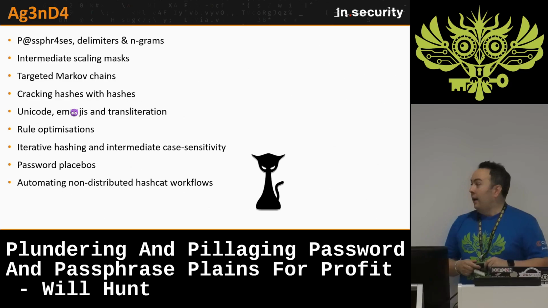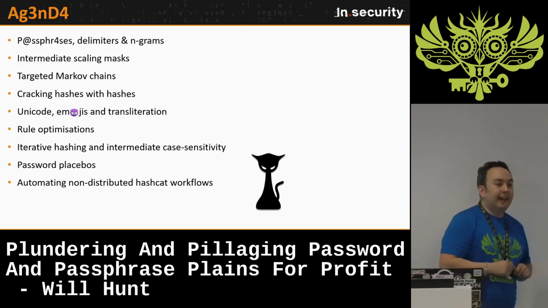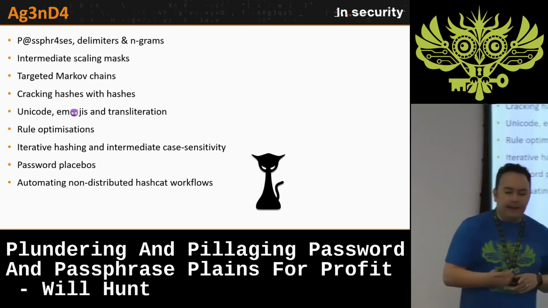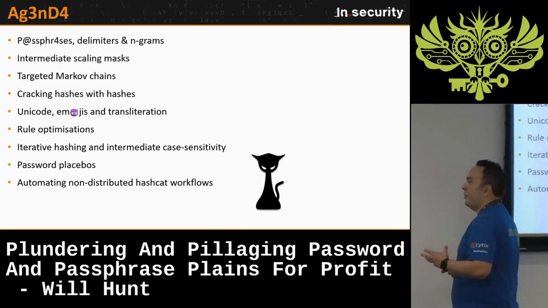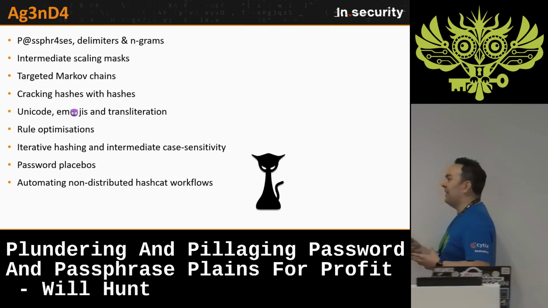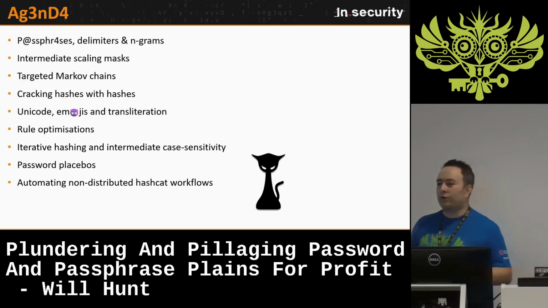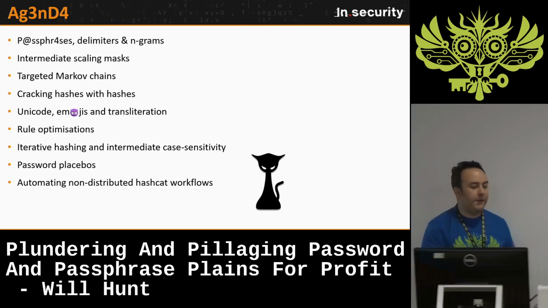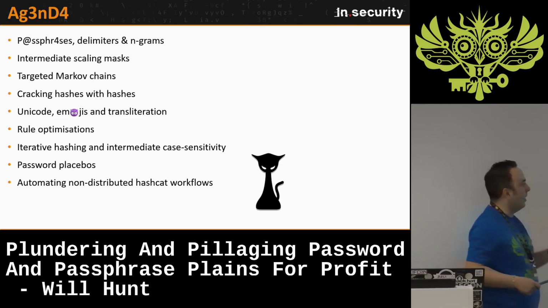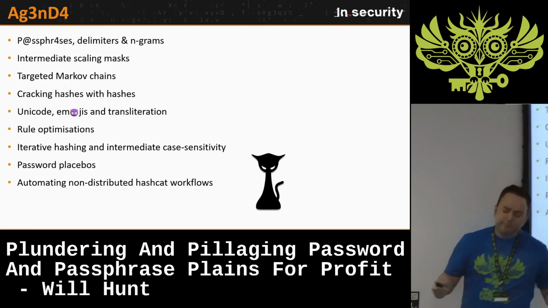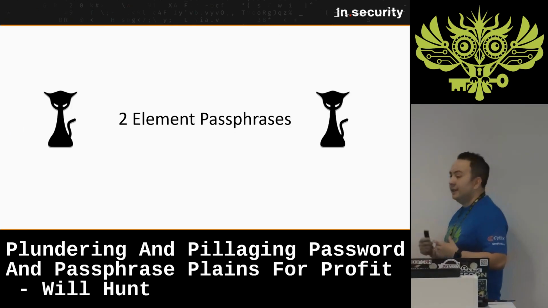Okay, so we've got a bit of a journey. Lots of different things we're going to look at today. We're going to start off with some unorthodox, creative, slightly non-traditional password and passphrase attacking techniques. Things to really consider doing when your traditional wordlist and rule attacks fail you. We're then going to go on to some foreign language stuff, look at some optimizations, and wrap up with a little tool to help automate some of your non-distributed workflows.